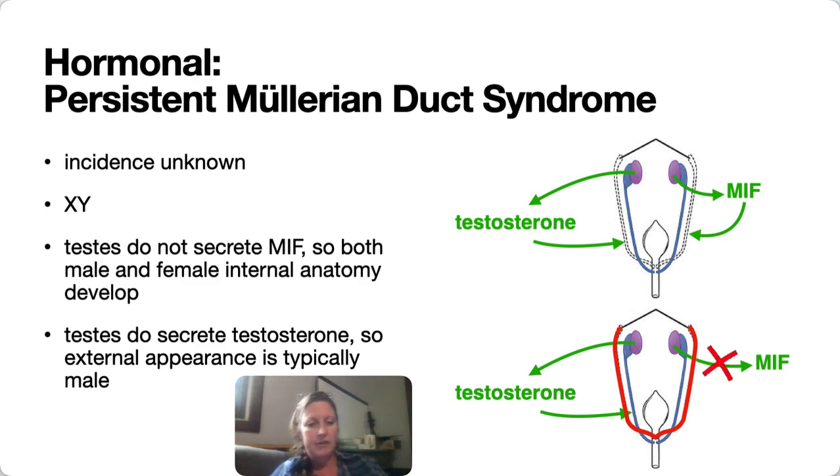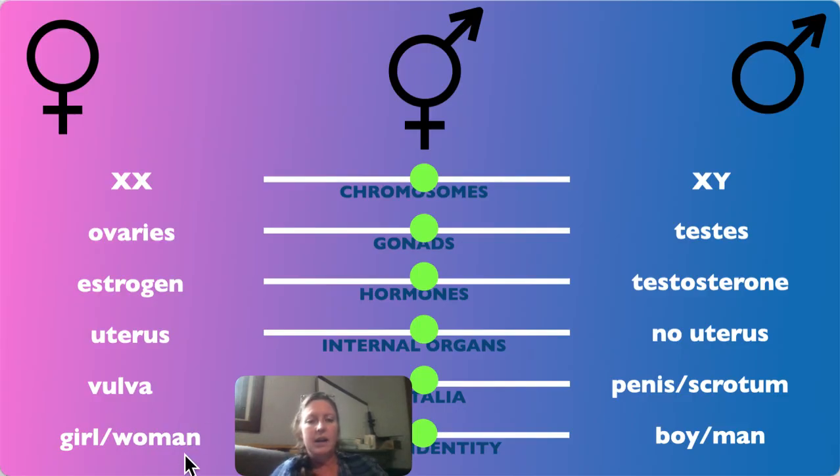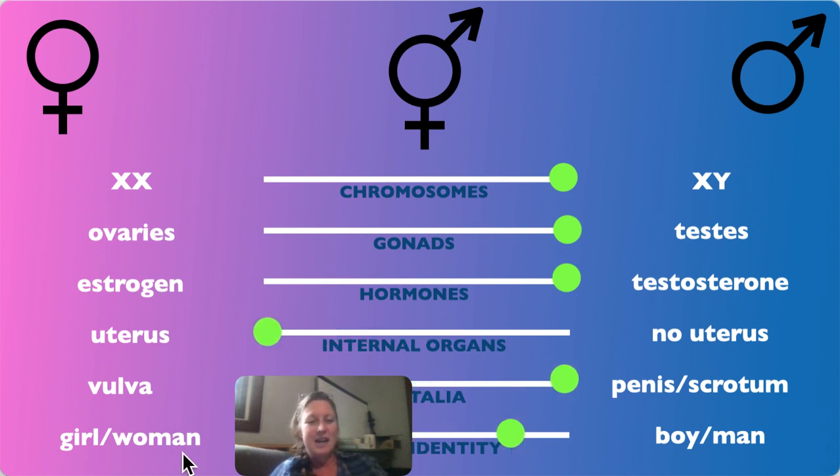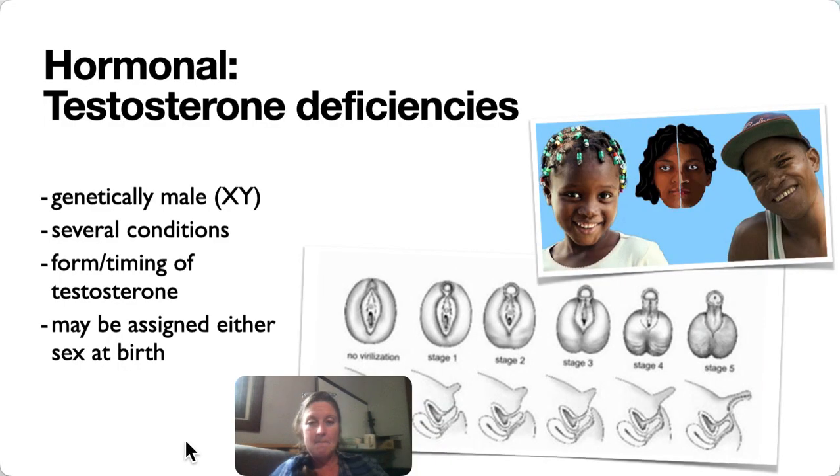Okay, no MIF. I forgot that part. So these individuals are XY, have testes, produce testosterone, but also have a uterus and a penis and a scrotum, and usually identify as boys or men. Again, not fitting the binary.